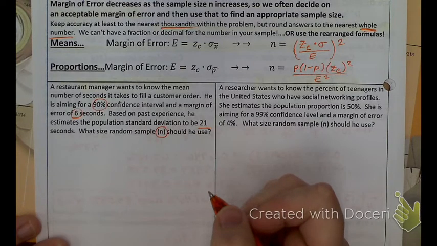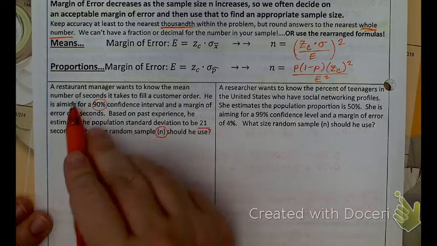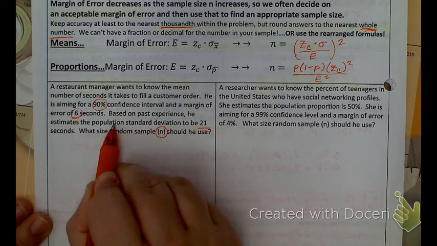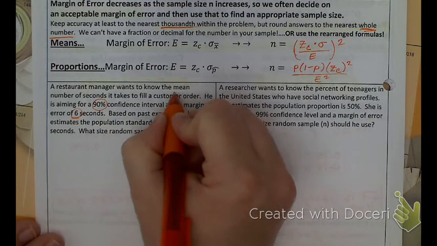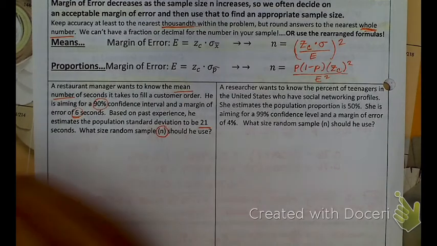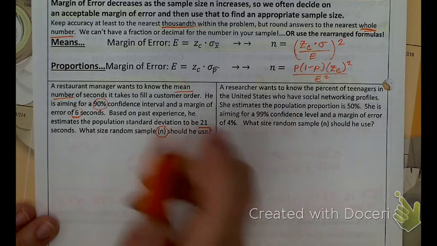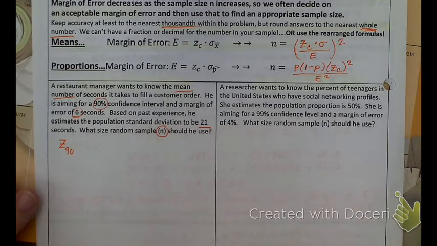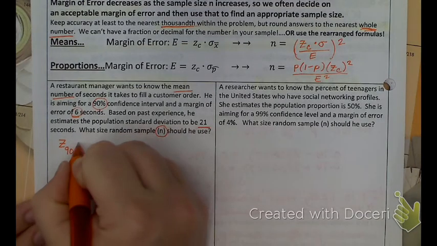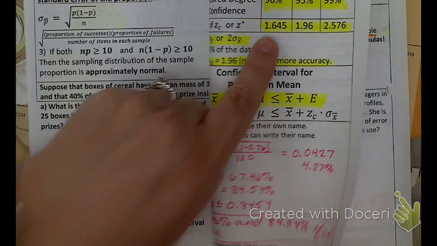Now, it doesn't look like he has anything to deal with proportions. It looks like he's dealing with means on these, especially since he wants to know the mean number of seconds. That's where we're talking about means. So we're going to be using our formula right here. N equals z sub c. Now we've got z sub 90, and if we look back at the previous days, we should be able to get our value. Z sub 90 is 1.645.